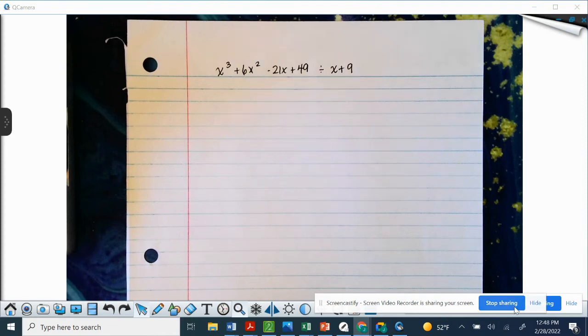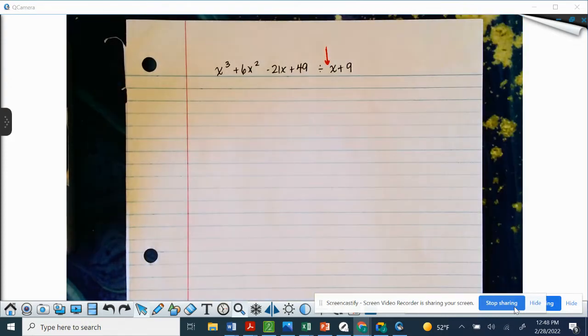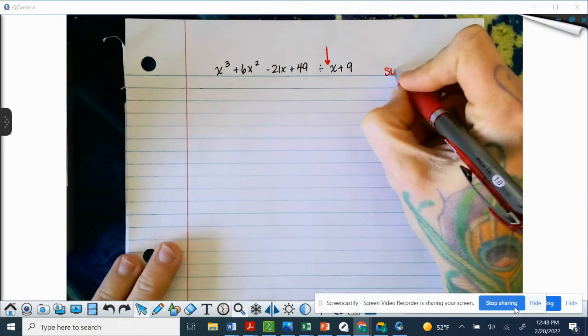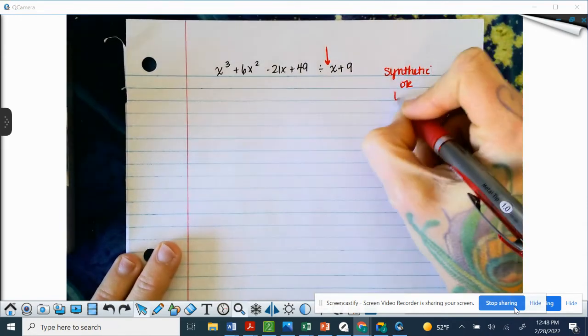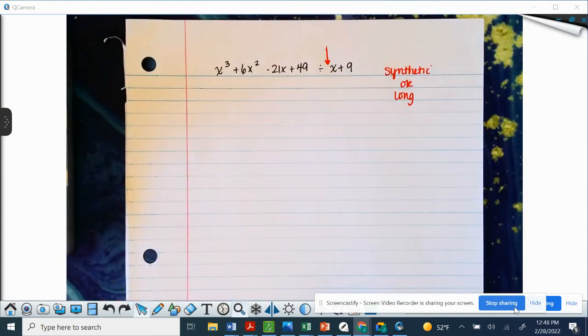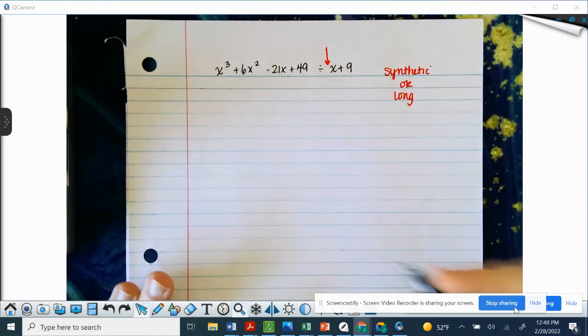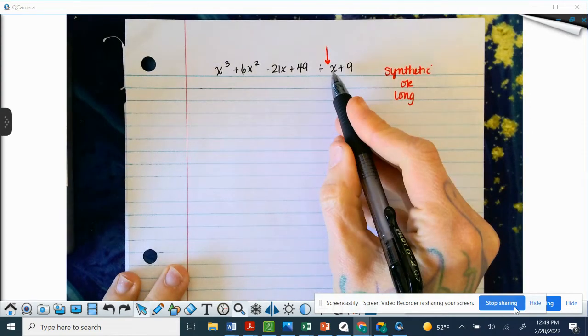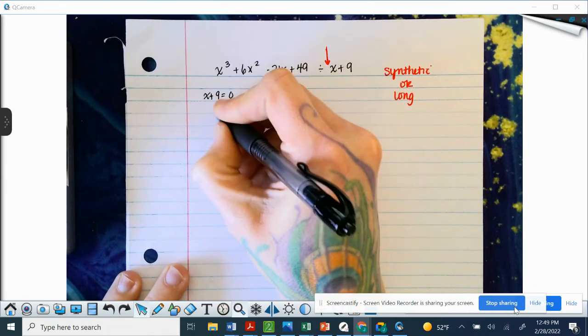So, I'm talking about this number here. If that number there is 1, then you can use synthetic division or long division. Again, long works for everything. Synthetic only works if that number in the front is 1. So for synthetic division, you're going to do x plus 9, and you have to solve it. So solve for x, which is x equals negative 9.